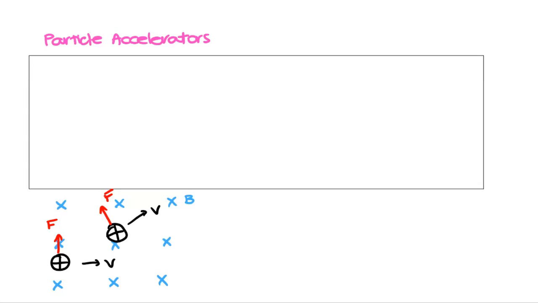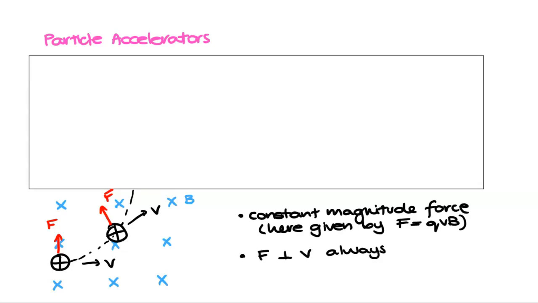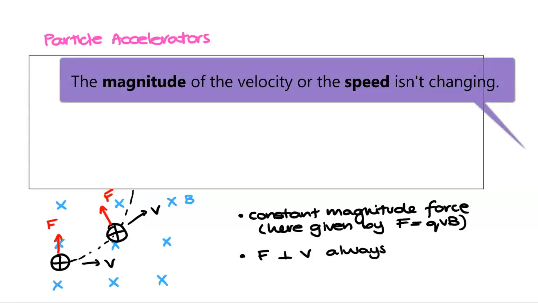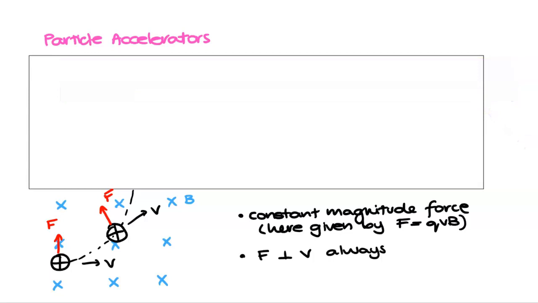So what effectively is happening is this particle is now traveling in a circle. We're only seeing a portion of it here. Remember, the conditions necessary for circular motion are that we have a constant magnitude force. Here it's given by F equals QVB. And it's constant magnitude because the charge Q isn't changing, the velocity isn't changing because we don't have a force in the same direction or in the opposite direction of the velocity to change its size. And the magnetic field, we're assuming we're in a uniform magnetic field, so that means a constant strength magnetic field.